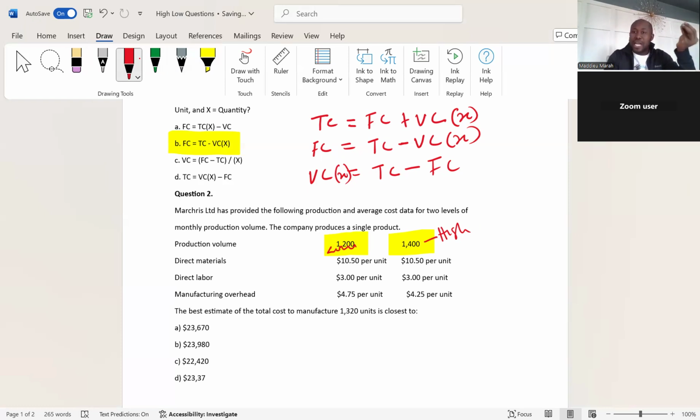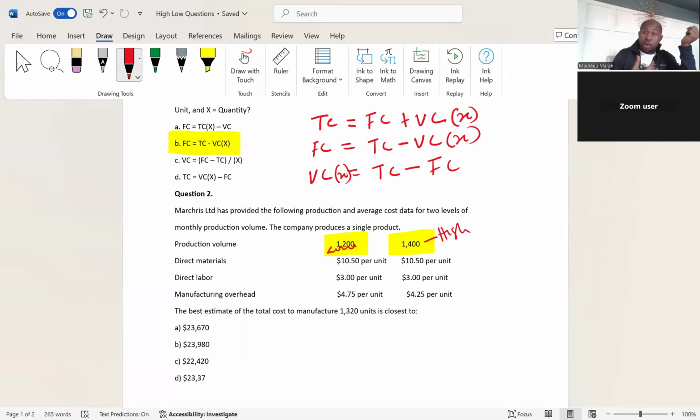So we already have our high and low production volumes. Now we need the total cost for these activities. We have direct materials per unit. This is one of the definitions of variable cost: variable cost is constant per unit, while fixed cost is constant in total. Don't confuse the two. For example, variable cost per unit for 1,200 is 10.50, and for 1,400 it is also 10.50. Variable cost in total is different, but variable cost per unit is constant.